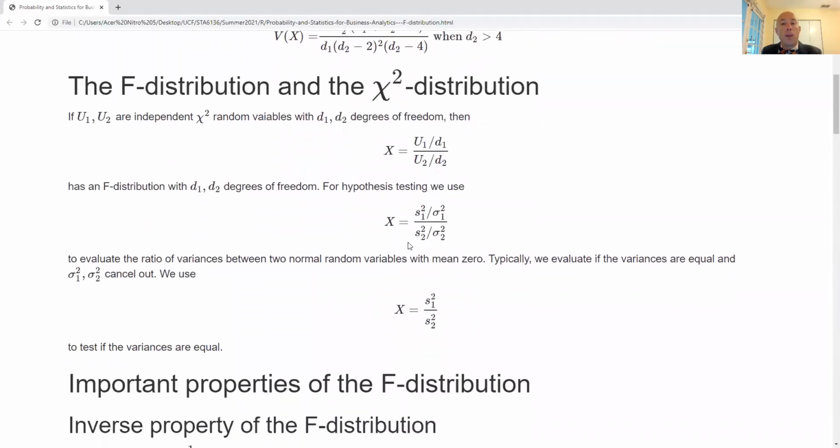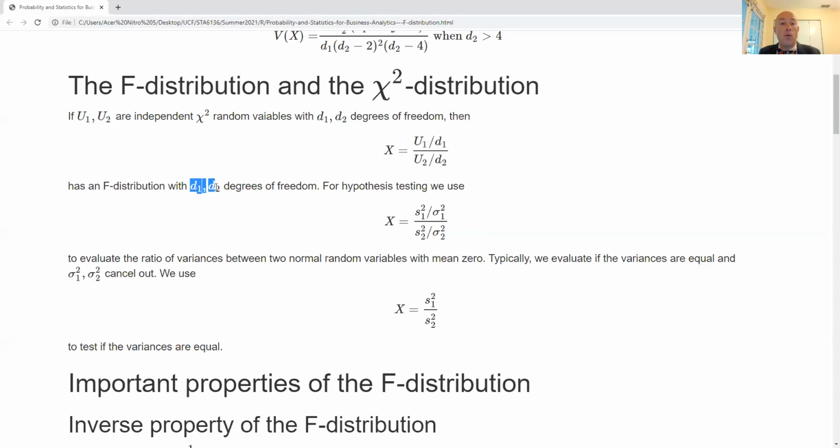Now let's try to connect the F distribution to the chi-square distribution. We just talked about the density itself, but now we want to see how we get from variance to the F distribution. Let's say that U1 and U2 are independent chi-squared random variables with d1 and d2 degrees of freedom, respectively. Then this fraction is going to be F distributed: U1 over d1, U2 over d2, take the ratio of those two fractions. This fraction has an F distribution.